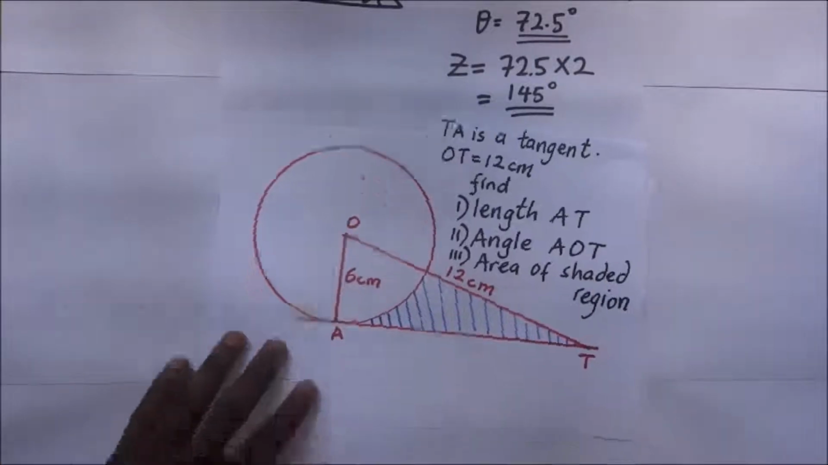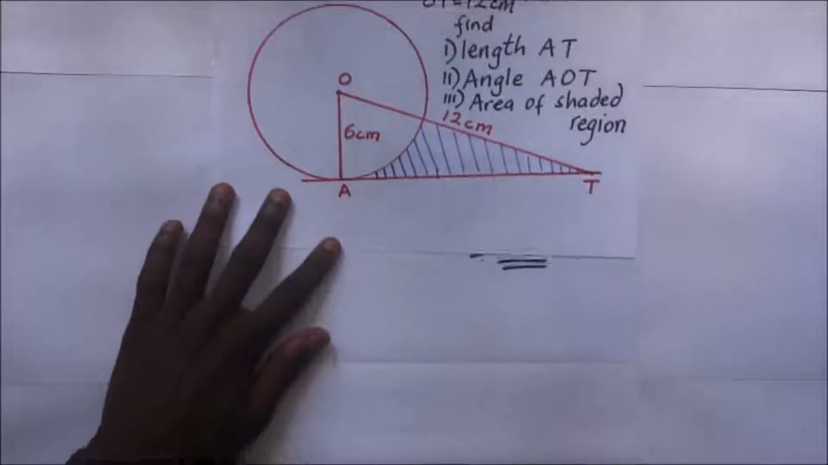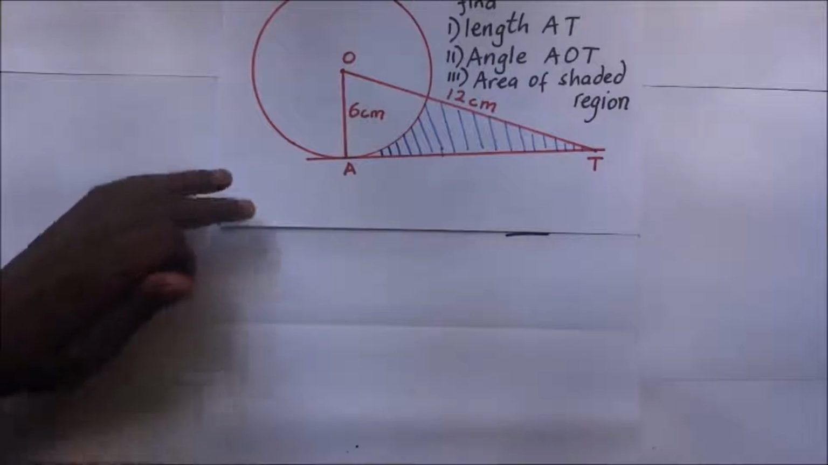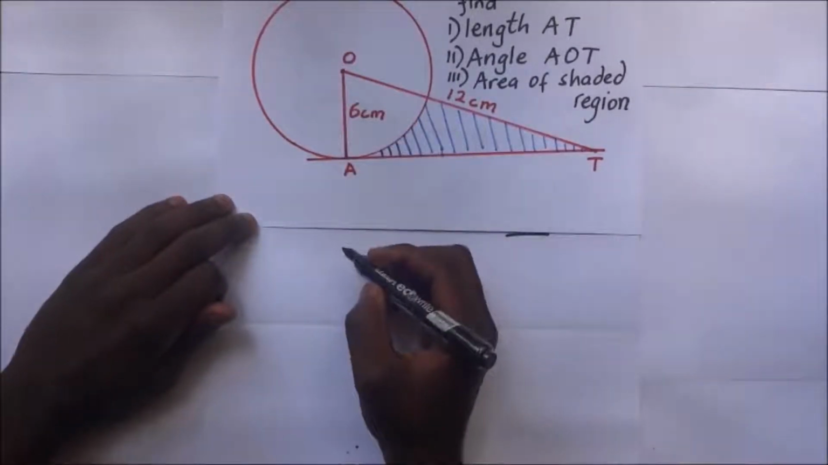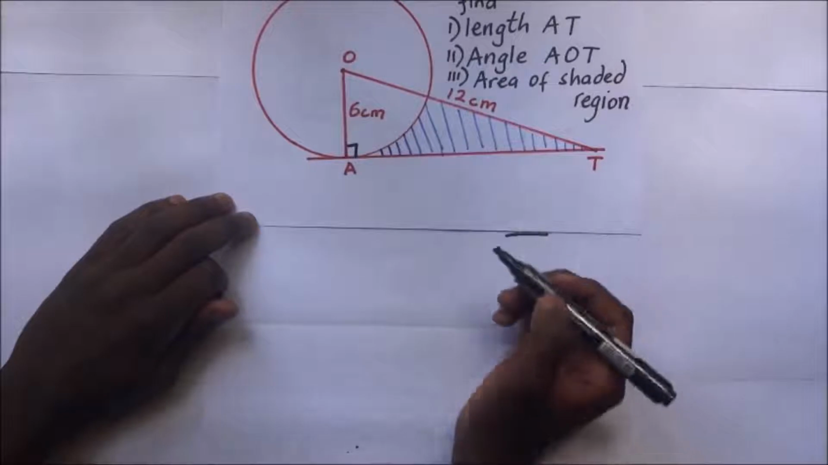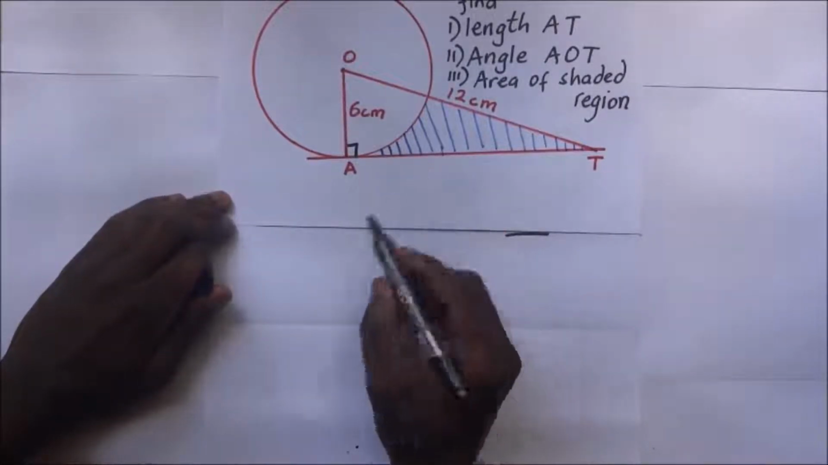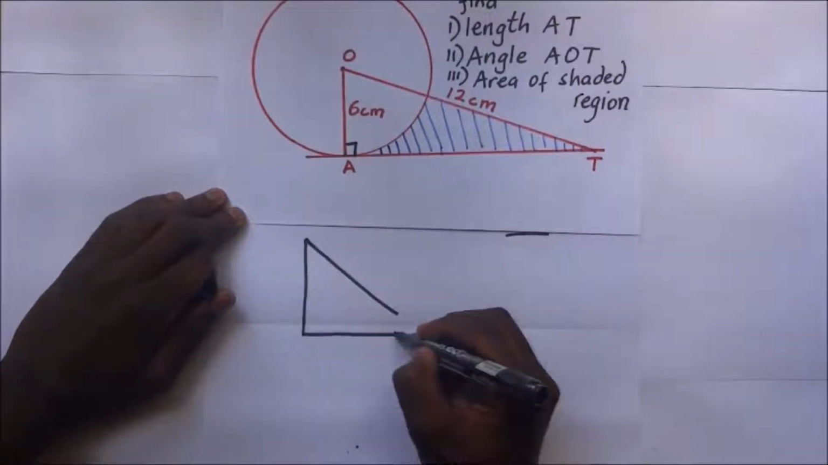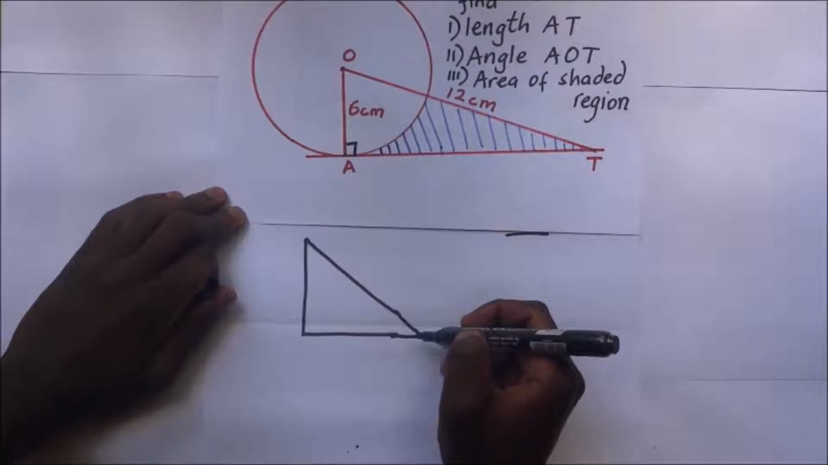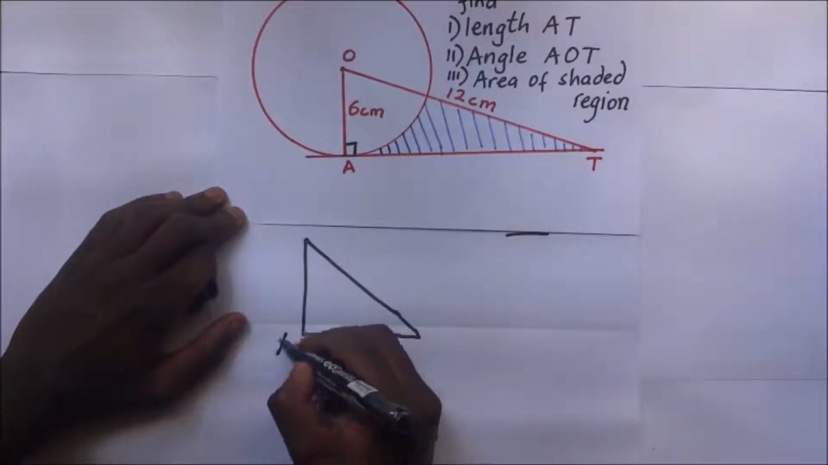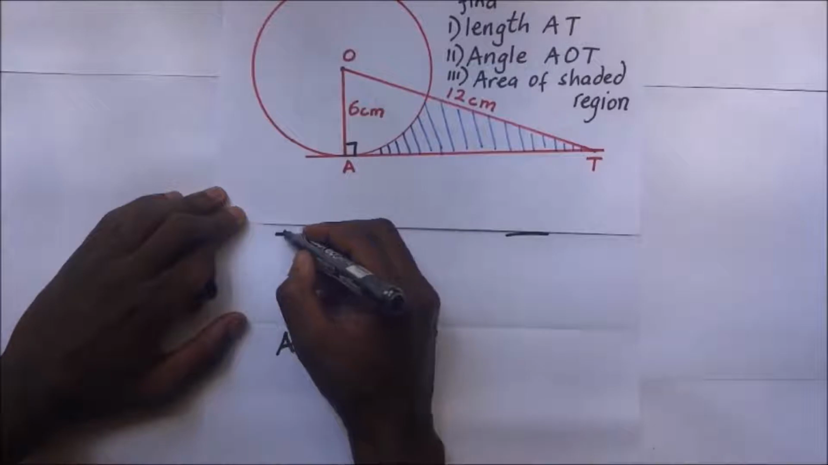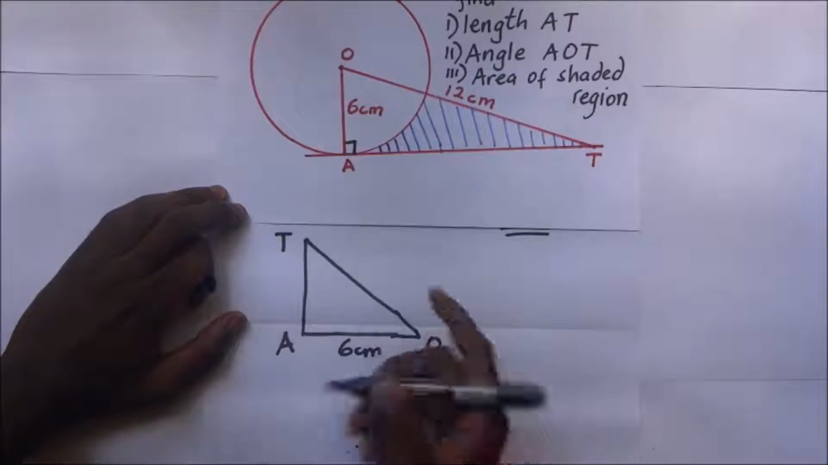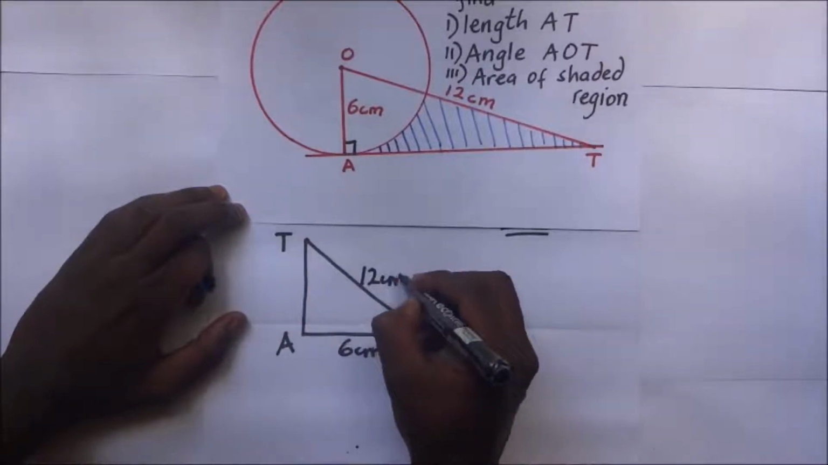Now to find the length of AT, it is still going to be the same as we've been doing before. We know that this is a right angle triangle, and here it is 90 degrees. Let's rewrite, drawing this. In this right angle triangle, this is our value of A, then T is here, then O is right here. This here is 6 centimeters, here it is 12 centimeters, and they want us to find the value of AT.